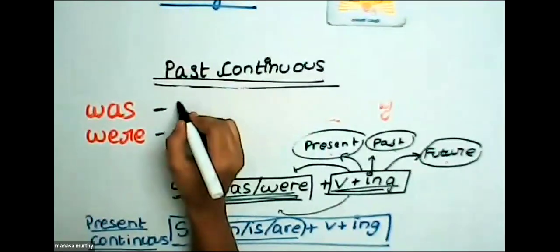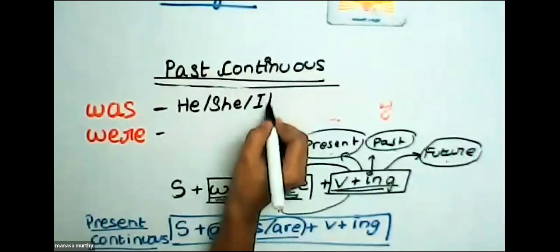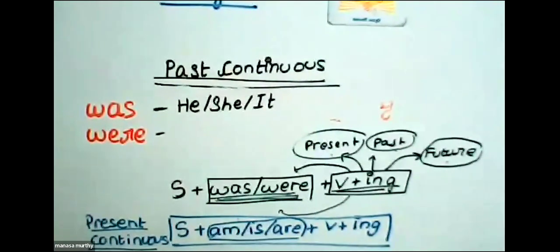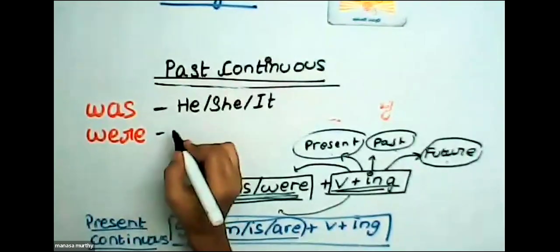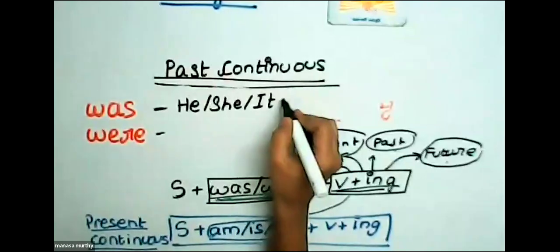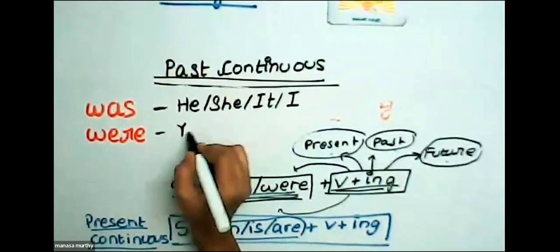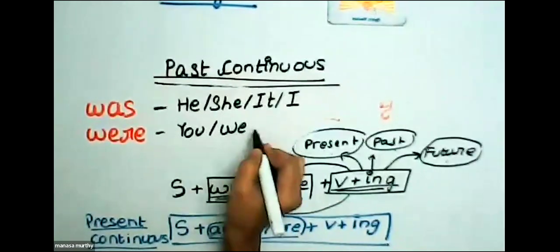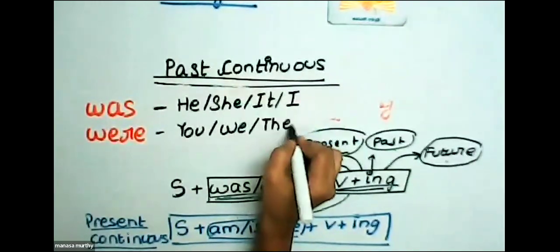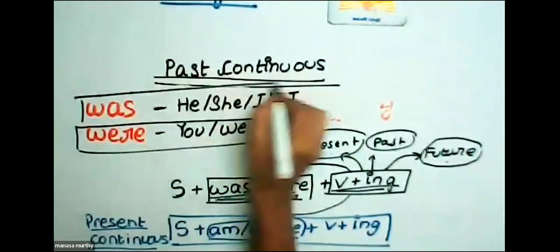Was we use for subjects such as he, she, it, or name of the person. Also subject I: I was reading a book. I was listening to the class. You, we, they. For these three subjects alone we use were as a helping verb.